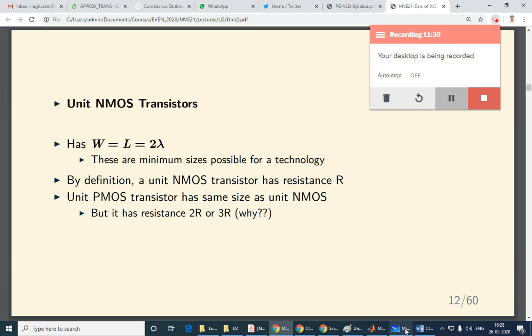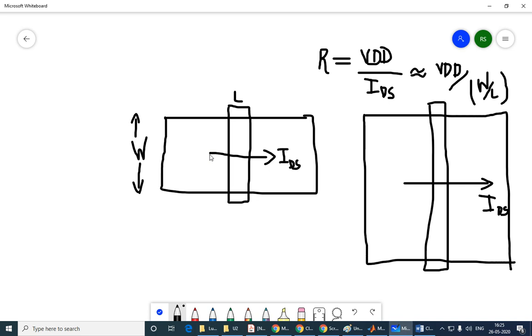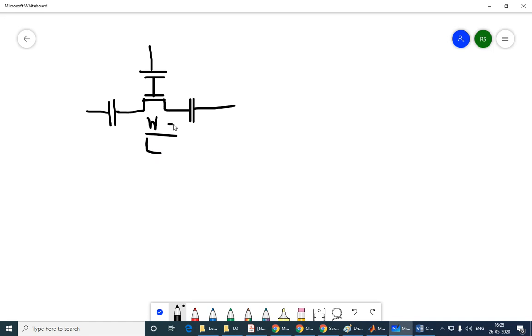Okay. Next is the capacitance. Now a capacitance is not related that much to the current flow. It is more related to the size of the terminal. So if I look at a transistor, I am interested in three capacitances. One is the capacitance related to the source substrate junction. Other is the drain substrate junction. Those are the diffusion capacitances. And the third one is the one that is related to the gate capacitance.